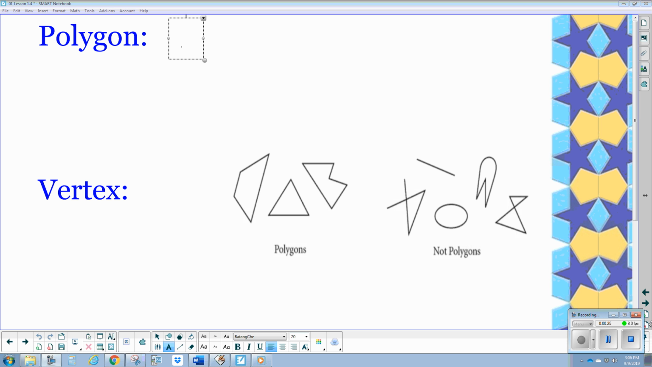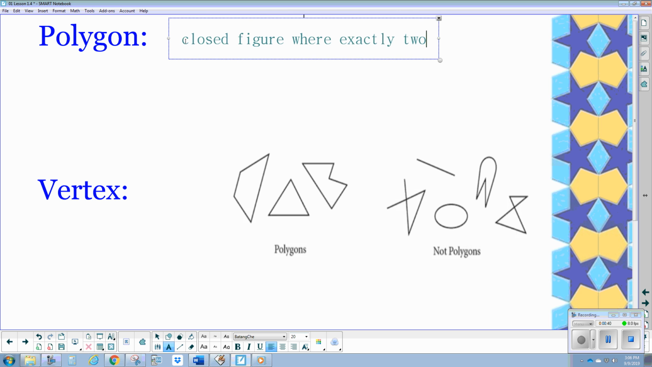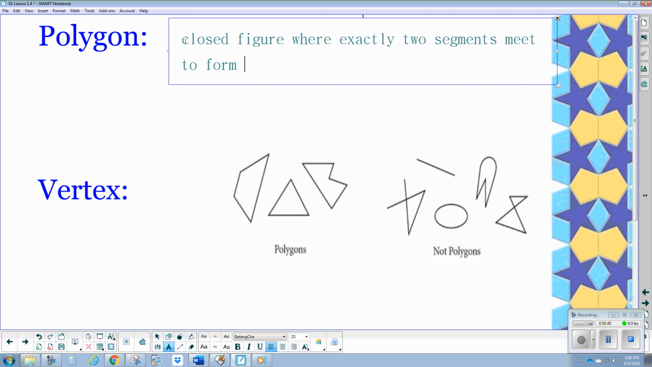First of all, we're going to classify it by the number of sides, but a polygon is a closed figure where exactly two segments meet to form a vertex. And again, we classify polygons by number of sides.